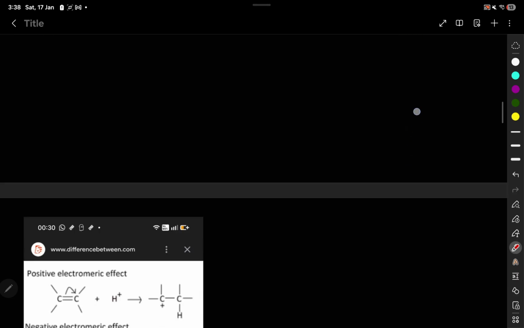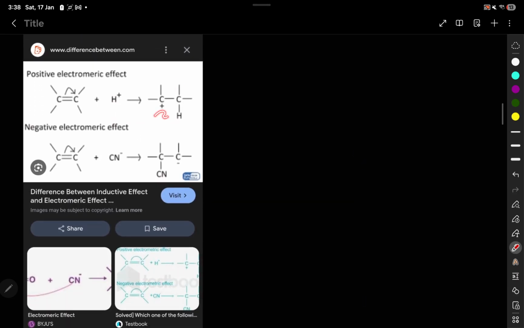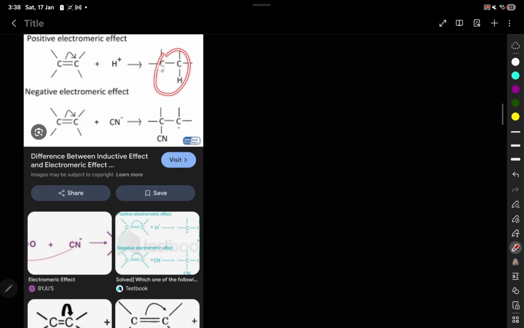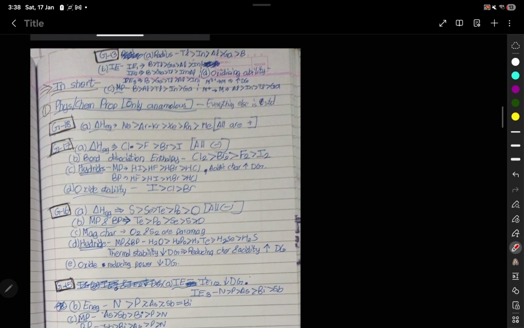Then you have the next, electromeric effect. This is a temporary effect, only when a certain type of thing is near something that is going to attack. It's written in NCERT, please go through it. It's there in the GOC chapter, and it's just a temporary effect. That's all you have to mug.